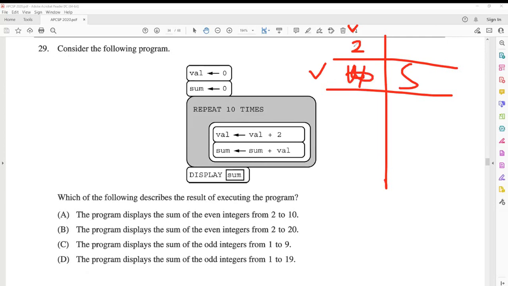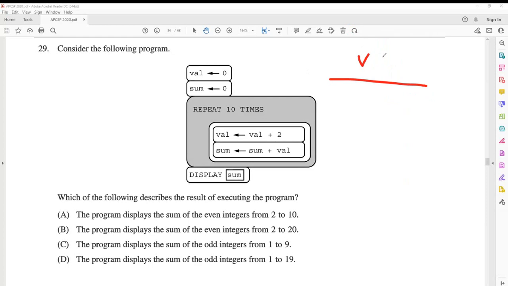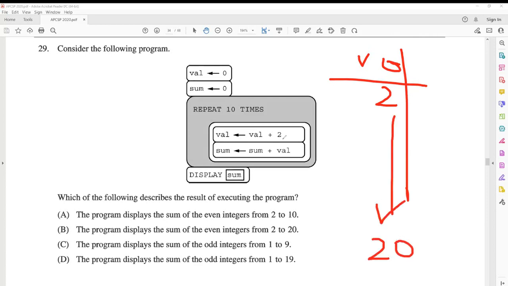I'm sorry. Initially it's 0. Let me repeat it. Initially your value is actually 0. You do nothing. It increases to 2. 2 is added to the sum, and then it keeps increasing until it's 20. 10 times. So it should be this one. B.